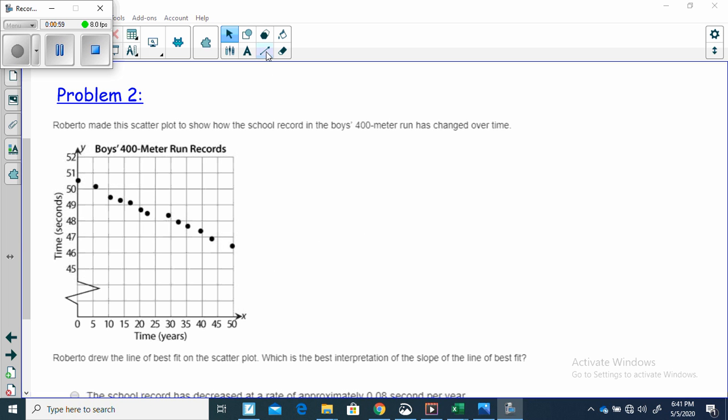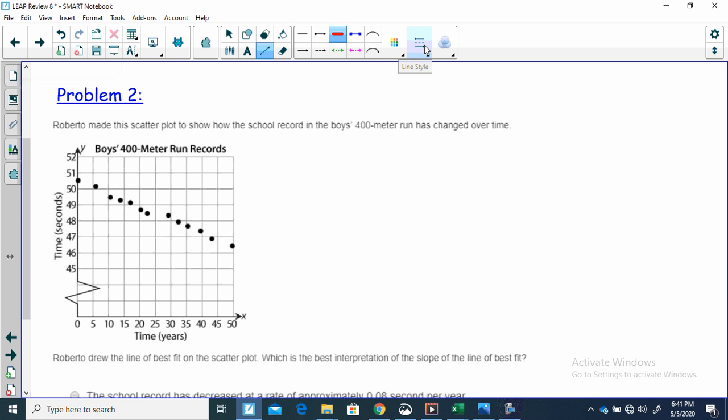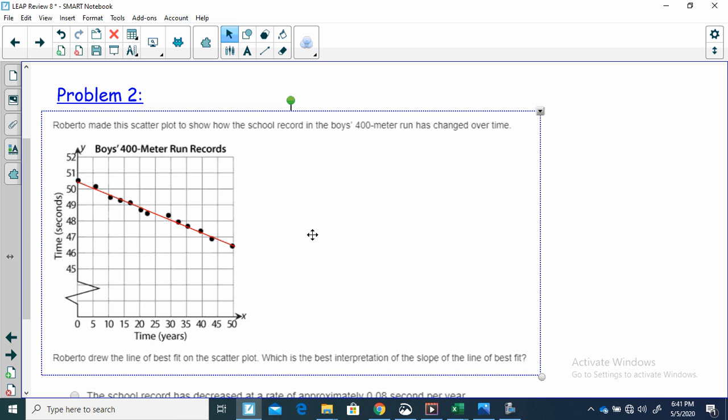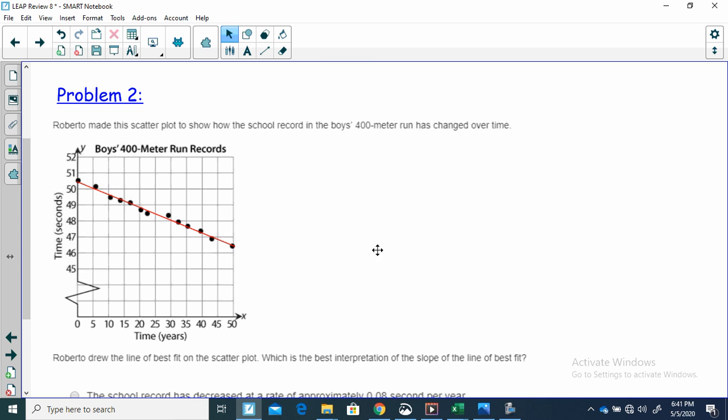So let's draw a line of best fit so we can see it first. If we start right about here, let's look at what it would look like. I might need to bring this end down some. Let's bring that end down some. That looks like a good line of best fit, doesn't it? Okay, so let's see what this tells us.